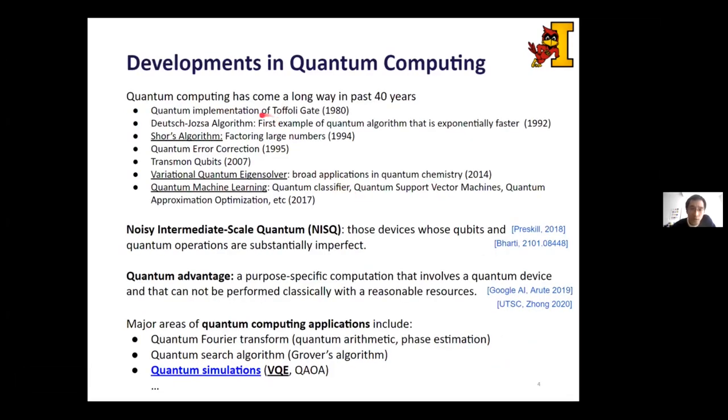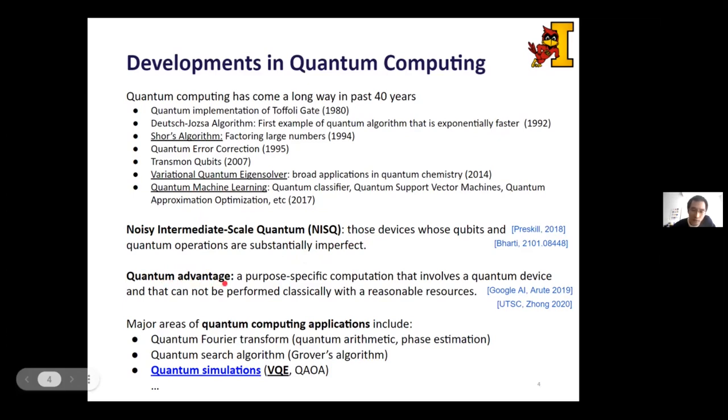So we have huge development in the past 40 years. So starting from the Toffoli gate in 1980, and then we have Shor's algorithm, factoring large numbers in 1994. And recently we have the variational quantum eigensolvers, which incited a broad application in quantum chemistry since 2014. And most recently, we also have application using quantum machine learning techniques. So currently we're in a stage of noisy intermediate-scale quantum, the NISQ era. So we have devices whose qubits and quantum operations are substantially imperfect. And we're gradually stepping into an era of quantum advantage.